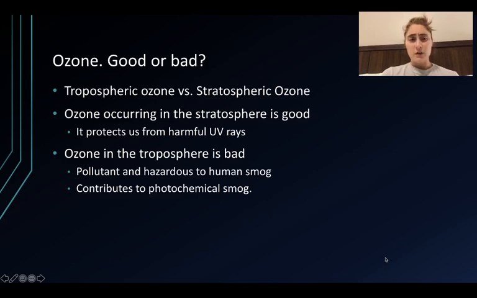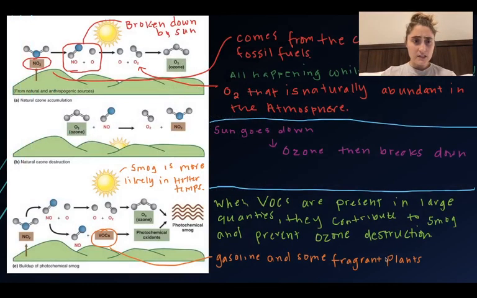But tropospheric ozone, that forms in the troposphere, and a reminder, the troposphere is the layer of the atmosphere that is closest to us, closest to the Earth's surface. Ozone that forms in the troposphere is actually really hazardous. We don't want tropospheric ozone. This is actually one of the things that leads to photochemical smog. So let's take a look.